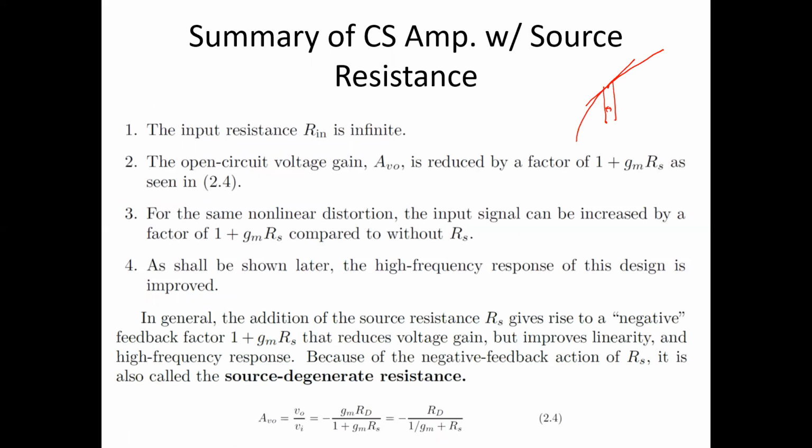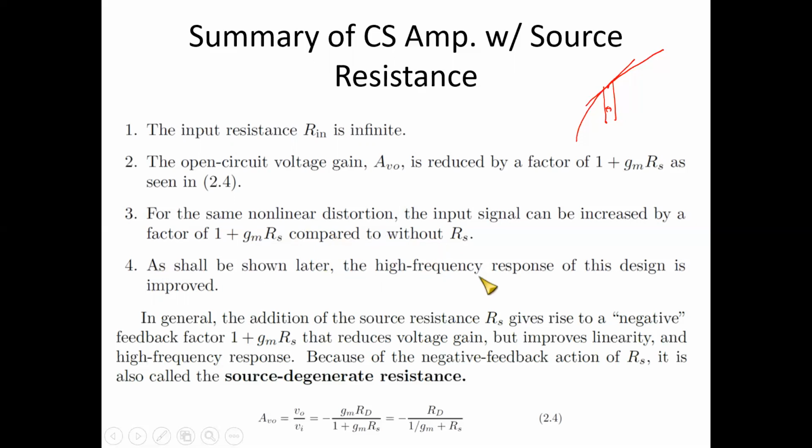So summarizing the CS amplifier with source resistance, we can just say that the input resistance Rn is infinite. Open circuit voltage gain AV is reduced by a factor which is 1 plus GMRS compared to the common source amplifier without the source resistance. And for the same nonlinear distortion, we can say that the input signal can be increased by a factor 1 plus GMRS compared to without RS. So we can increase the input signal by this amount for the same amount of linear distortion when we are using RS compared to without using the RS.